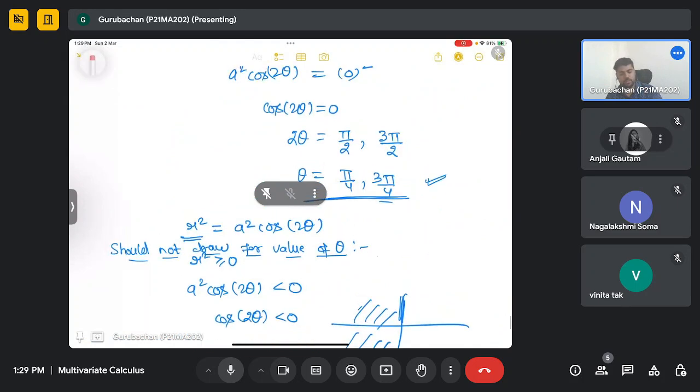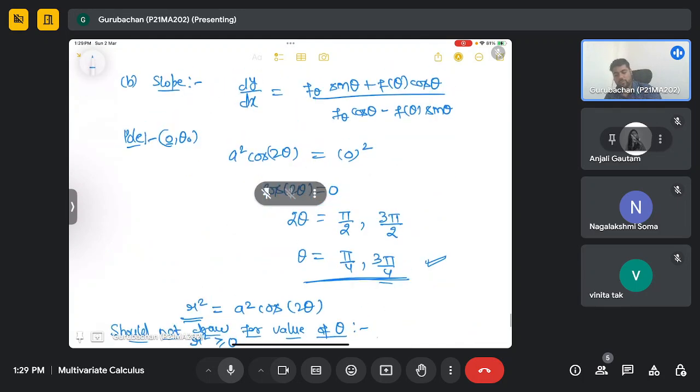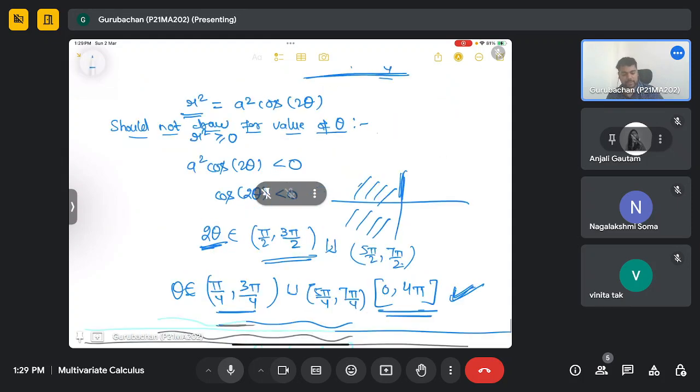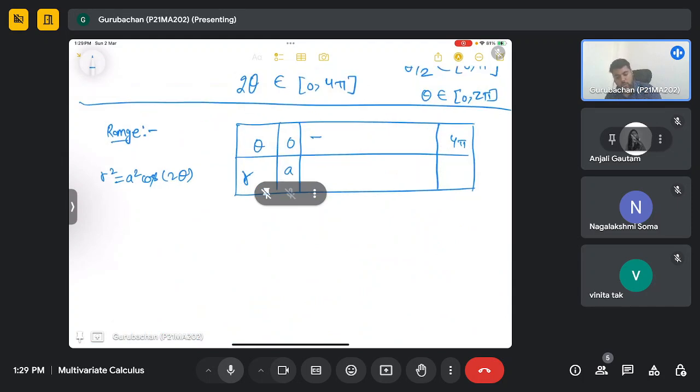I made a mistake. This is polar. This is our pole type thing. When we put 0, we are calculating the value of theta where the pole lies. So what we can do next, we can talk about pi. Again, a square cos 2 theta will be a square. This will give a.